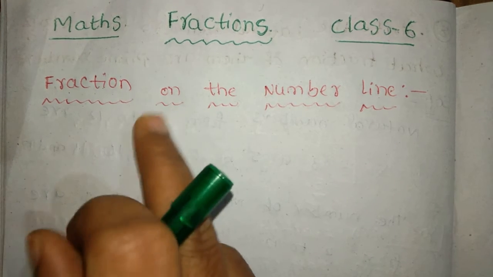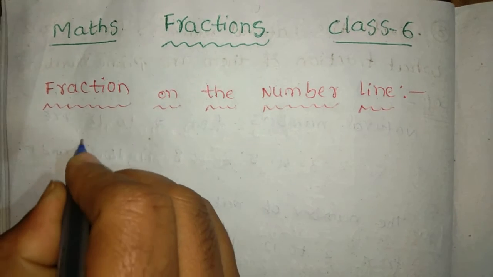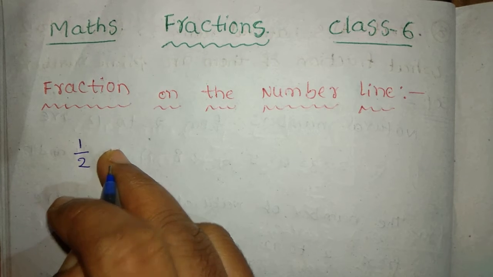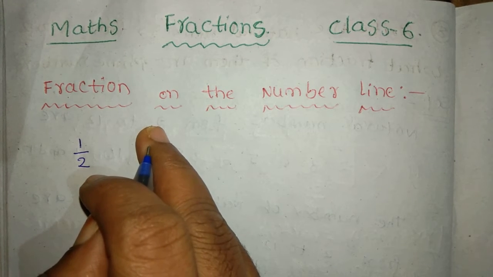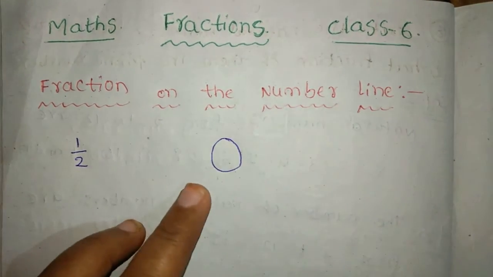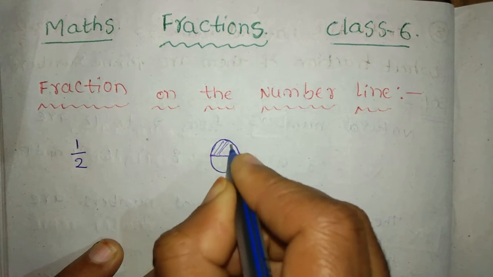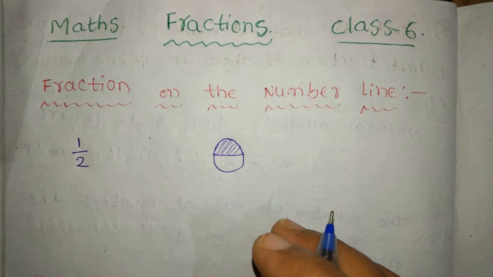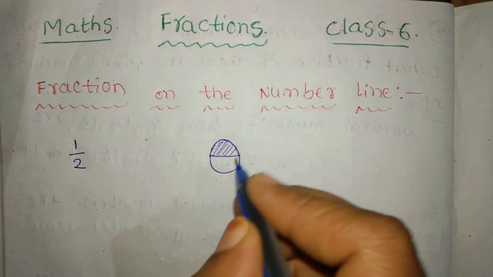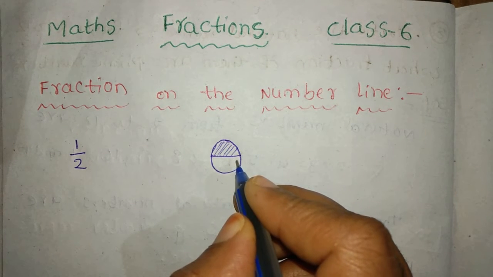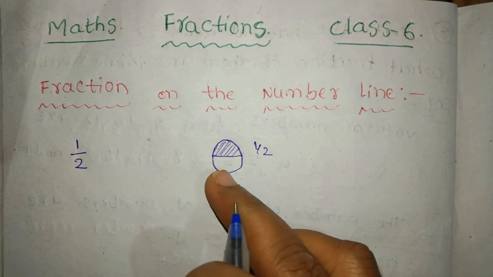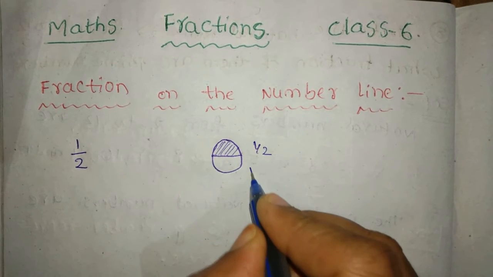First, 1 by 2. It is represented on the number line. How? So, 1 by 2 means this is a circle with 1 out of 2 equal parts. Here, one part is shaded. That represents 1 by 2. And the unshaded portion also represents 1 by 2.